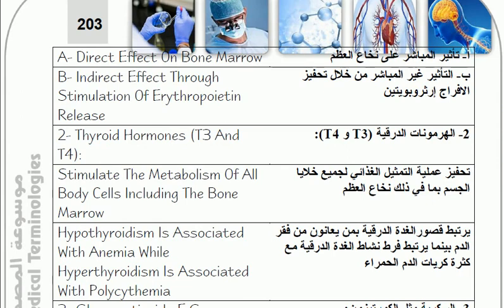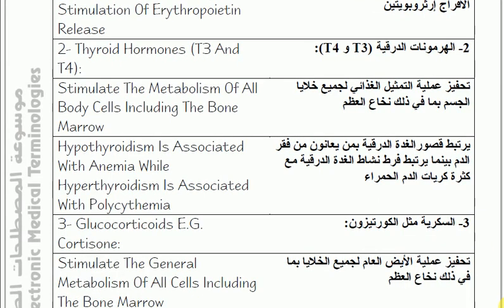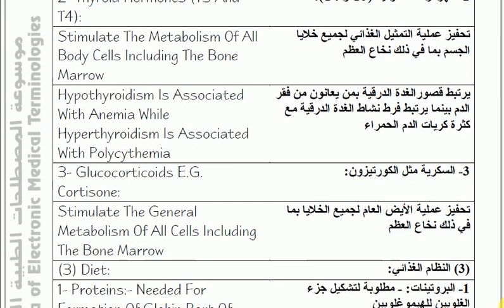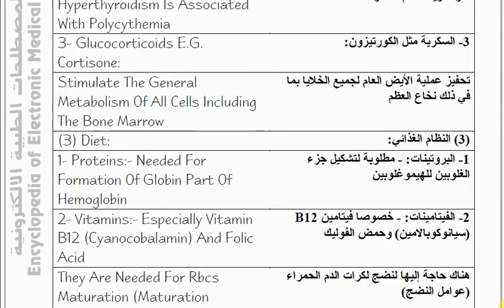2. Thyroid hormones, T3 and T4, stimulate the metabolism of all body cells including the bone marrow. Hypothyroidism is associated with anemia while hyperthyroidism is associated with polycythemia. 3. Glucocorticoids, e.g. cortisone, stimulate the general metabolism of all cells including the bone marrow.